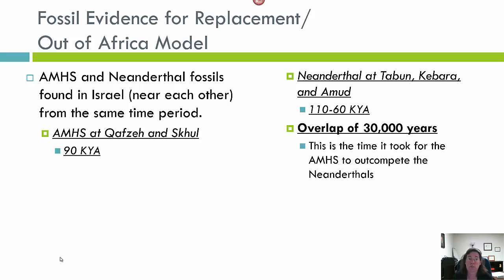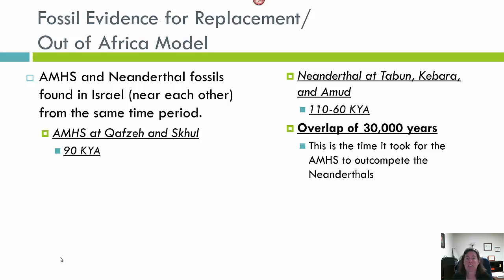The fossil evidence for the replacement out of Africa model is that basically the earliest anatomically modern Homo sapiens fossils have been found at Qafzeh and Skhul in Israel, and they are dated to about 90,000 years ago. So we see anatomically modern Homo sapiens and Neanderthal fossils from the same time period in Israel. We also note that Neanderthal fossils have been found at Tabun, Kebara, and Amud, also in Israel, and they are dated to 110 to 60,000 years.